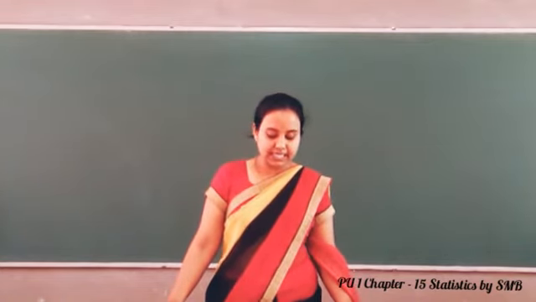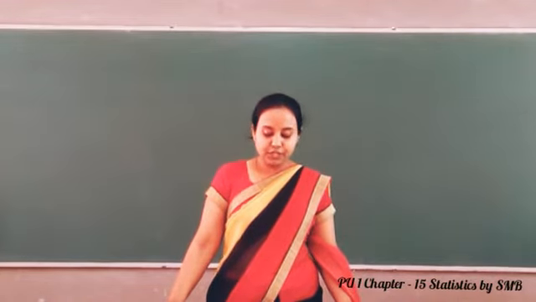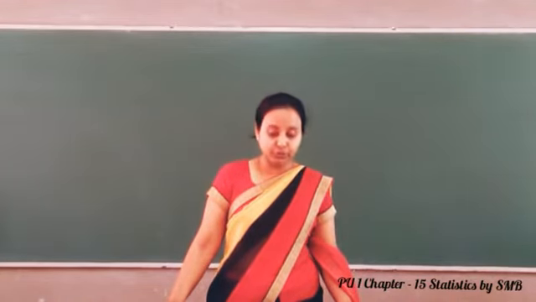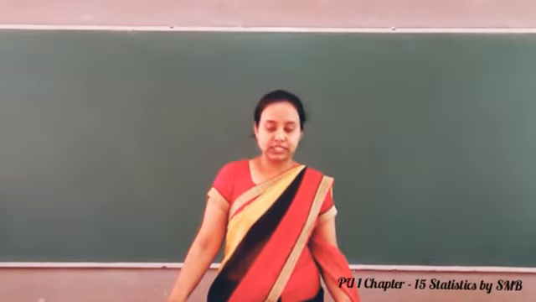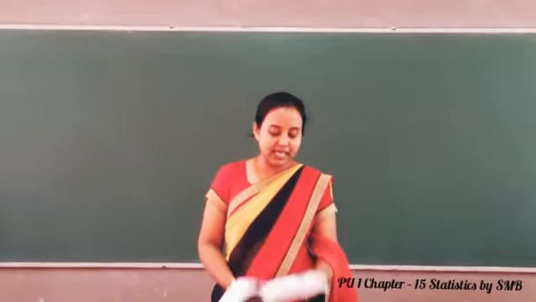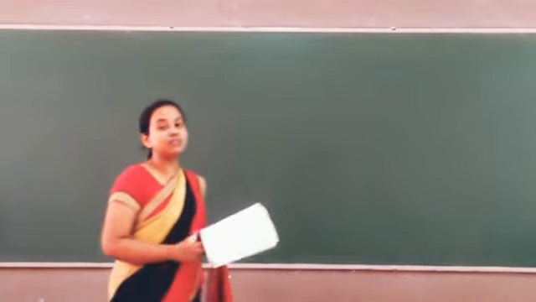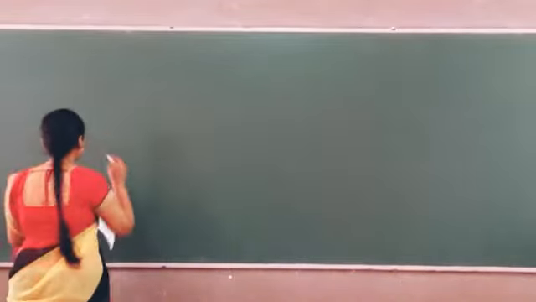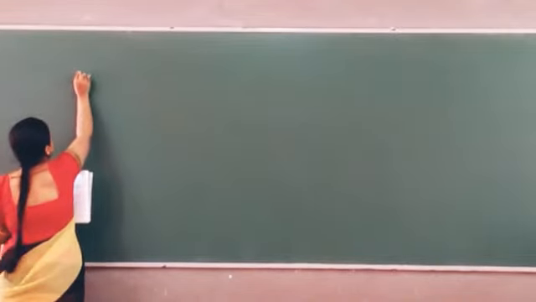The question says the variance of 20 observations is 5. If each observation is multiplied by 2, find the new variance of the resulting observations. I'll repeat the question once again. The variance of 20 observations is 5. That is for example 16.